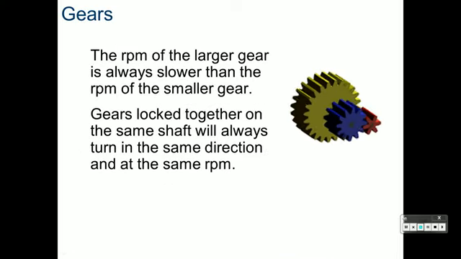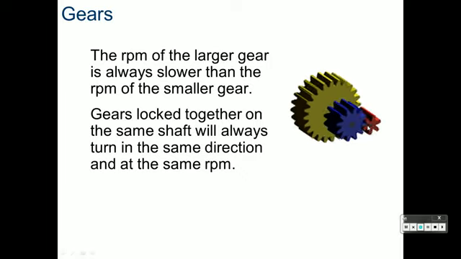RPM stands for revolutions per minute. It's how many times you get a full spin out of a gear, out of anything actually. And when we're looking at 2 gears that are mated together, for instance the red and blue gears here, the larger gear always moves slower, or at fewer RPMs, than the smaller gear. Gears that are locked together on the same shaft are always going to move in the same direction and at the same RPM.